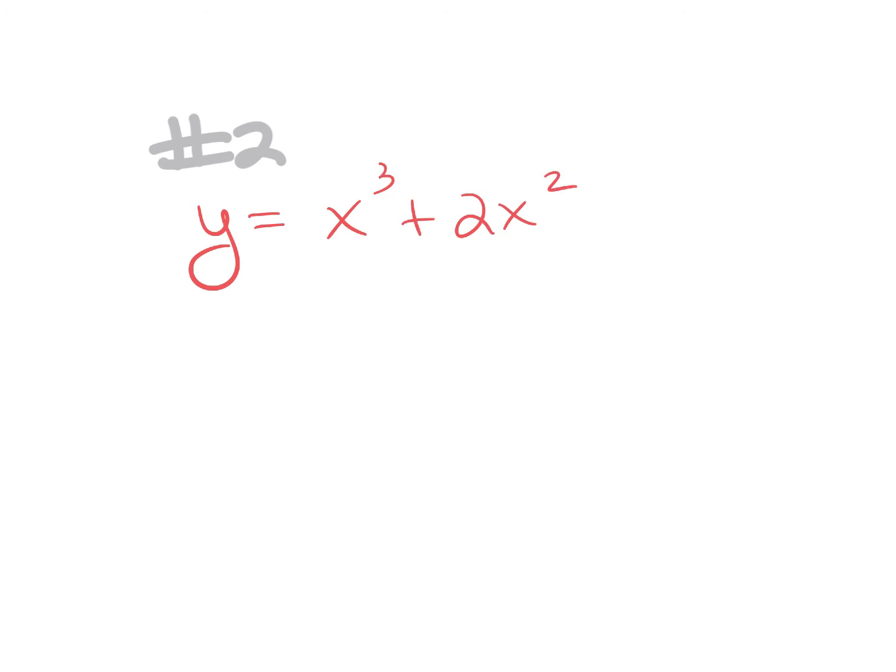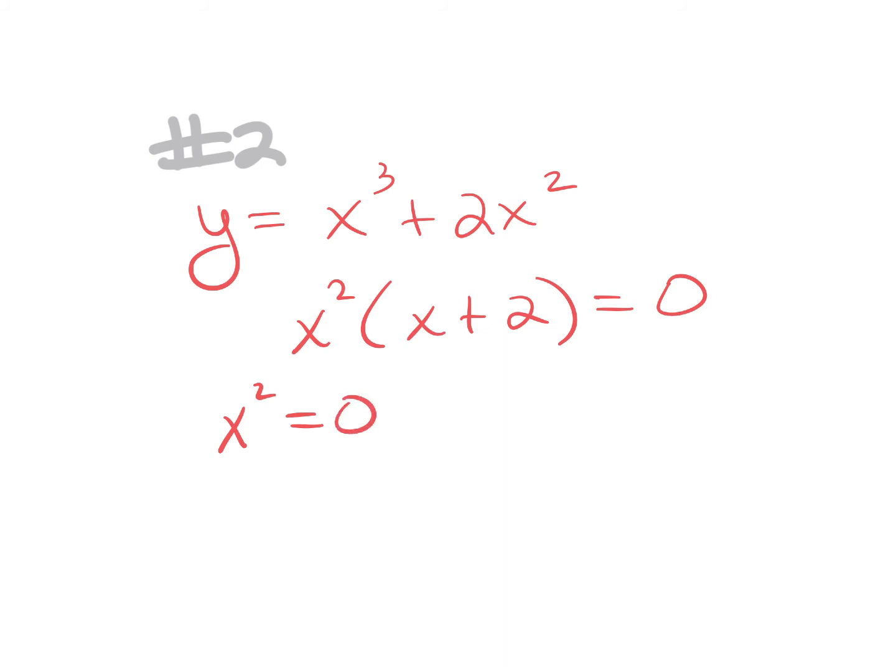So number 2. The equation is going to be y equals x to the third plus 2x squared. I'm going to factor out a GCF here. I can't do anything else with this. So I could factor out an x squared, and then I'm left with x plus 2. I'm setting this equal to 0. I'm going to set x squared equal to 0 and x plus 2 equal to 0.